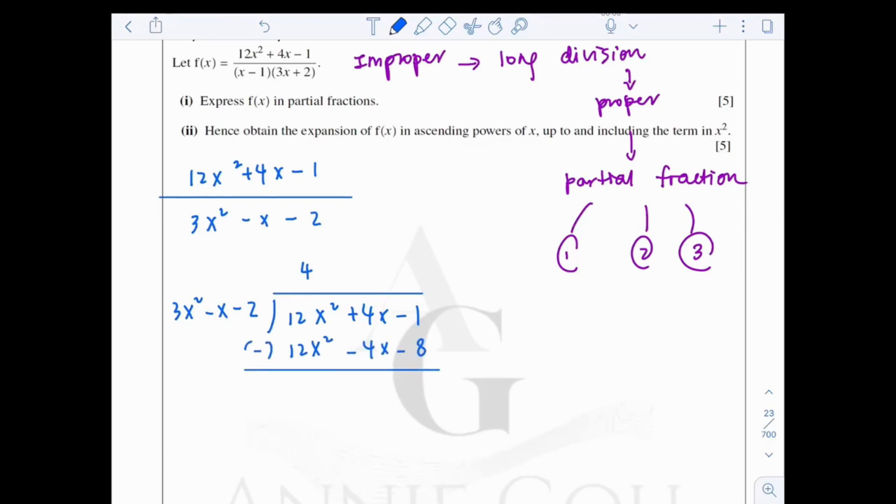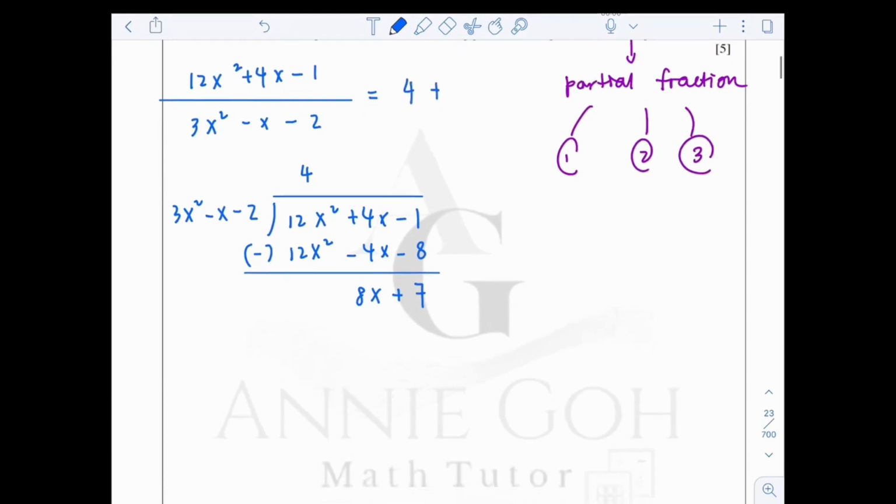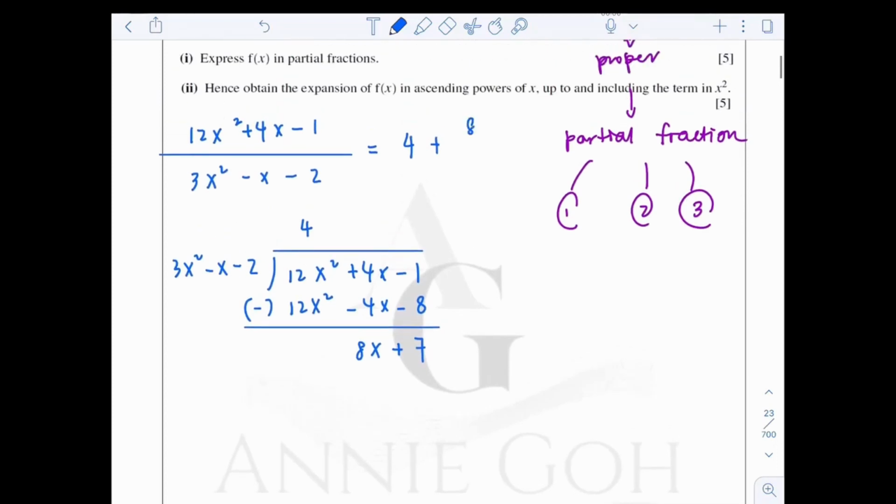Then we take the upper part minus the bottom part. So 12x squared minus 12x squared will be gone. 4x minus negative 4x will be 8x. And negative 1 minus negative 8 will be 7. So how are we supposed to arrange this? It will be equal to the quotient 4 plus the remainder 8x plus 7 over the divisor, which is 3x squared minus x minus 2.